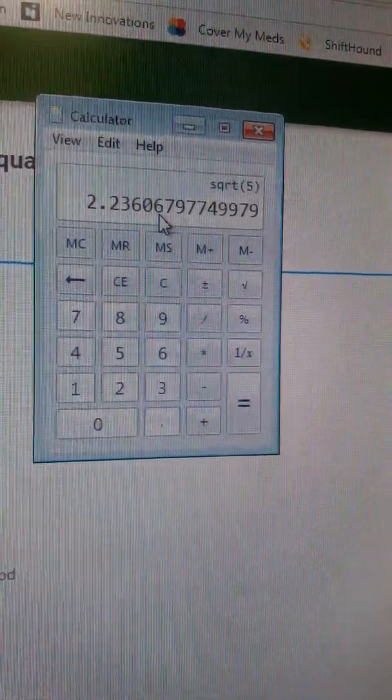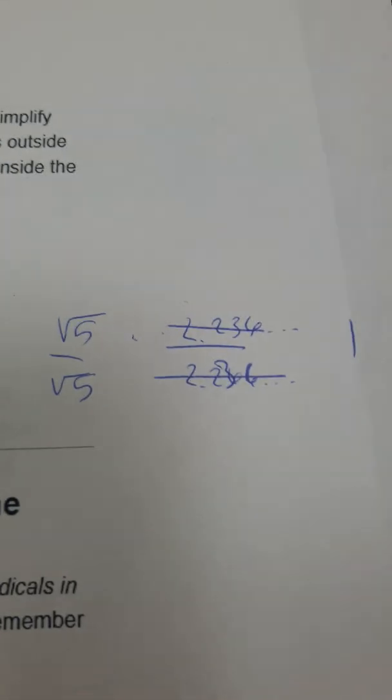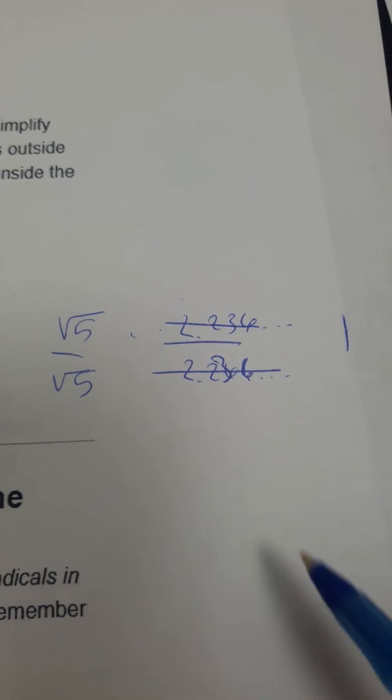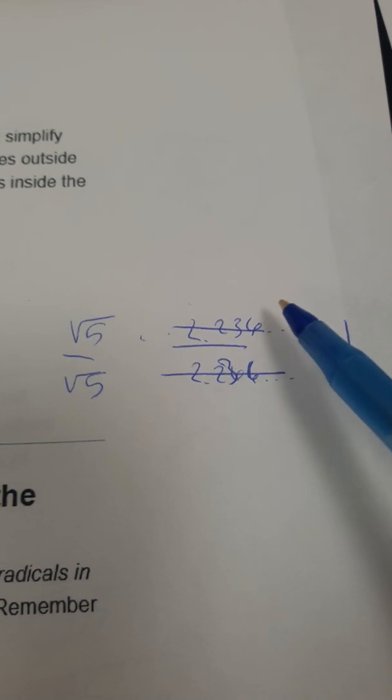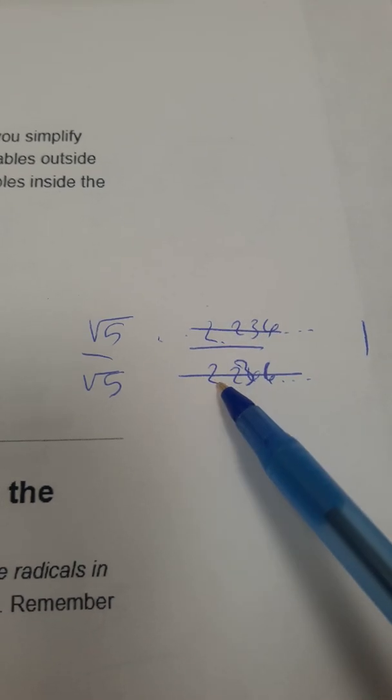The square root of 5 is about 2.236, and I'm just showing you that the square root of 5 over the square root of 5 is 1. The square root of 5 is 2.236 with a bunch of decimals, but when you put them over each other, it's the same number, so any number divided by itself is 1.